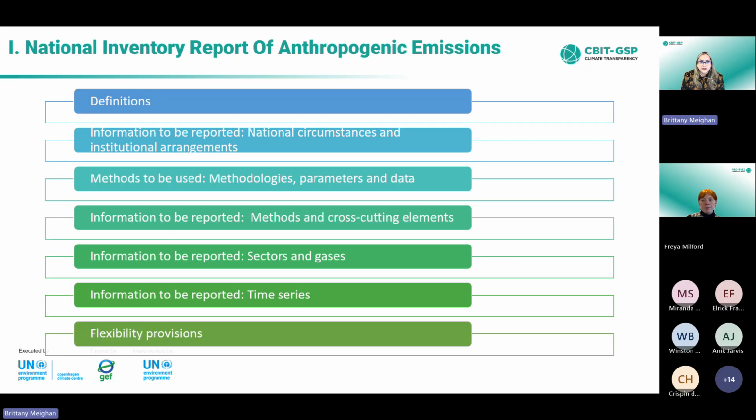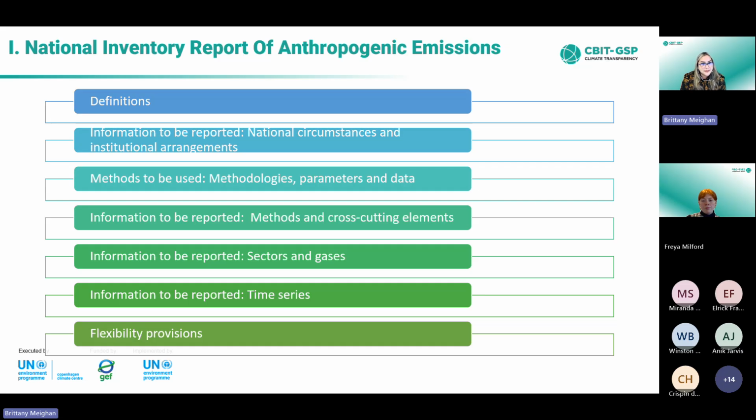Okay, now we'll take a look at the different chapters of the BTR. If you recall, we have 2 mandatory chapters of the BTR, the first one being the National Inventory Report of Anthropogenic Emissions, or your Greenhouse Gas Inventory Report, as many are familiar with the name of it in that way.